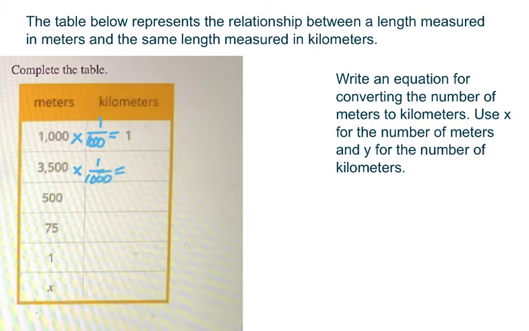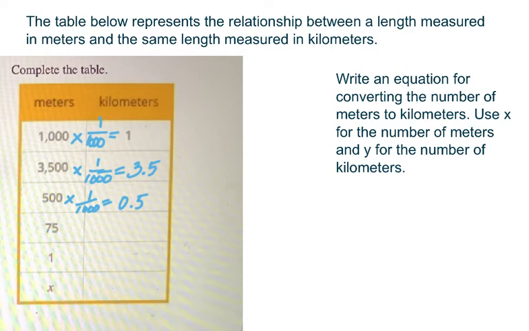Now that I have the relationship, I will use it for each value in the table to find the number of kilometers. So 3,500 meters multiplied by 1/1000th gives me 3.5 or 3 5/10 kilometers. 500 multiplied by 1/1000th, that gives me 500 over 1,000 or 0.5 or 5/10 kilometers.